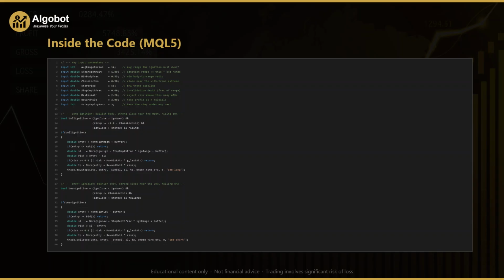Now look at the long block. The Boolean bull ignition is true only when the close is above the open, when the close location value is high enough to sit near the top of the range, when the close is above the EMA, and when the EMA is rising. If all four are true, the code computes an entry just above the candle's high and confirms it is genuinely above the current ask.